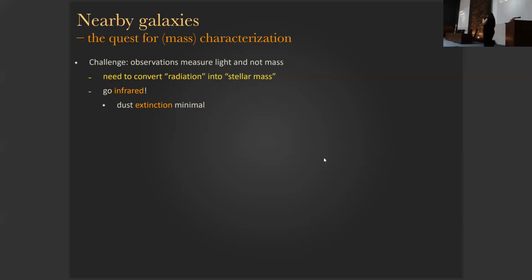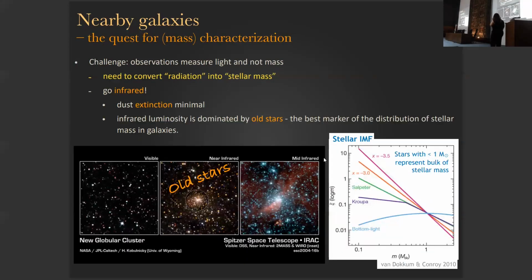So that's for simulators. It's easy to get to the stellar mass. You have maps of stellar mass. For observers, what we have is maps of light, so it's tricky to transform from light to mass. Over the years, astronomy has historically used optical, and also a lot of radio observations.